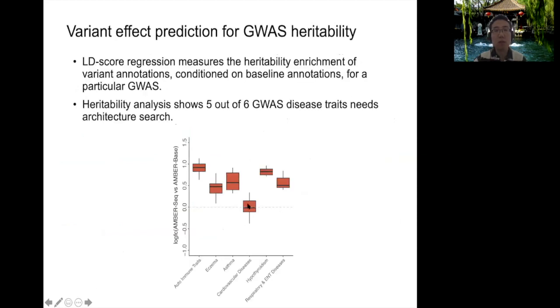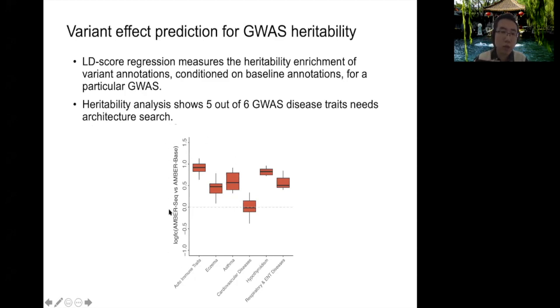So we want to extend this analysis to more genome-wide association studies. To this end, we employed LD score regression, which is a method that measures the heritability enrichment of a variant annotation conditioned on a set of baseline annotations. These baseline annotations are independently generated from our deep learning variant annotations. And we analyzed all available disease GWAS in UK Biobank that pass our stringent quality control criteria.